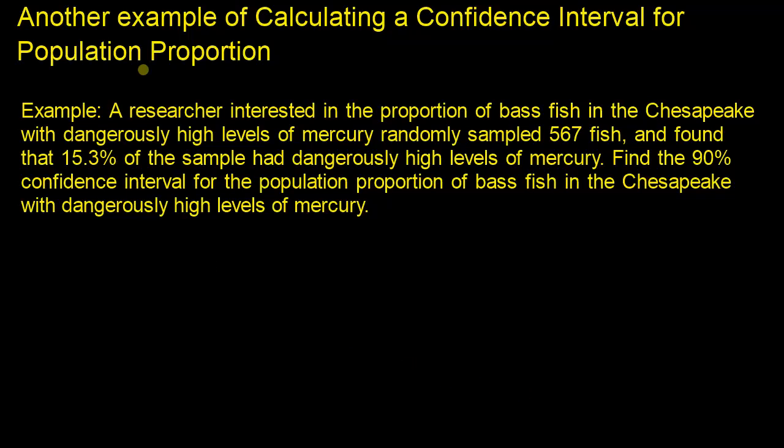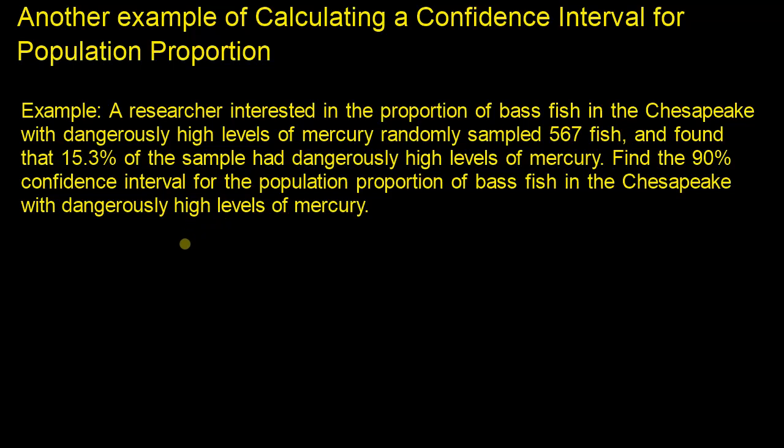In this video, we're going to go through another example where we need to calculate a confidence interval for population proportion. Okay, so let's go ahead and read the example. A researcher interested in the proportion of bass fish in the Chesapeake with dangerously high levels of mercury randomly sampled 567 fish and found that 15.3% of the sample had dangerously high levels of mercury. Find the 90% confidence interval for the proportion of bass fish in the Chesapeake with dangerously high levels of mercury.